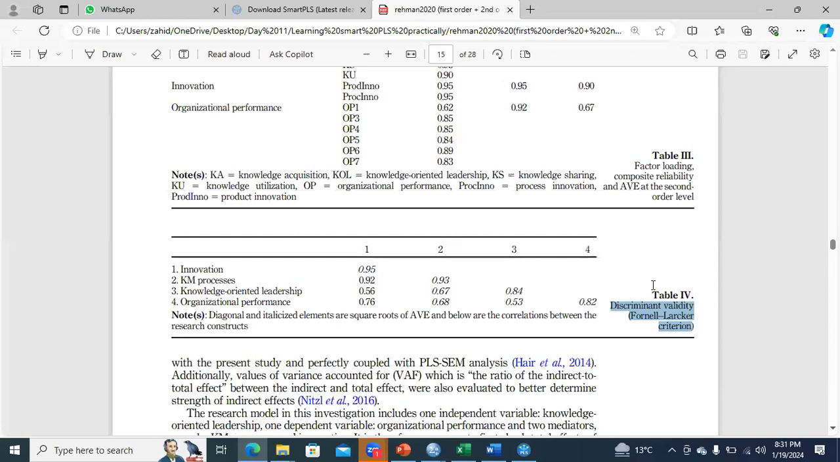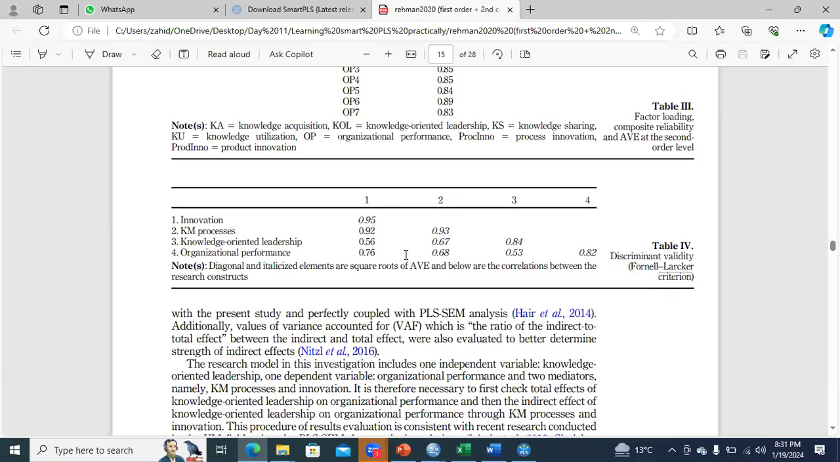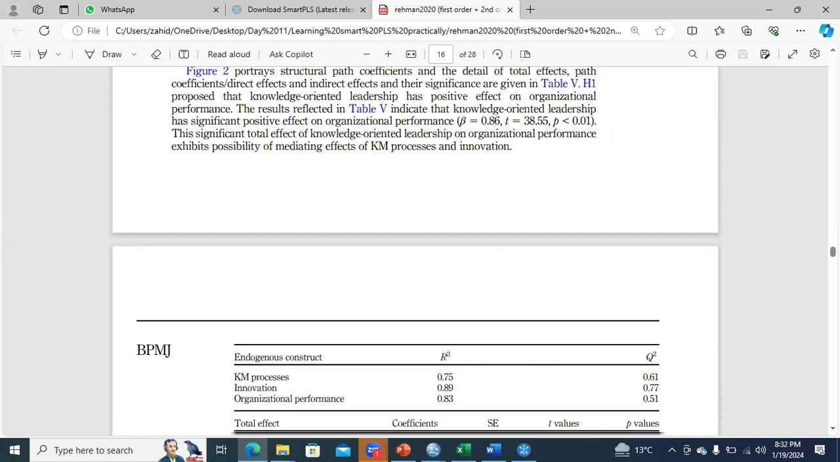This is basically the Fornell-Larcker criterion discriminant validity, and you can see the first value is greater than the remaining values in the same column. Similarly, in the second column, the first value is greater than the remaining values in the column. So in this way, the discriminant validity using the Fornell-Larcker criteria has been established over here, and they have used the PLS-SEM analysis. So this is how they can run the procedure.